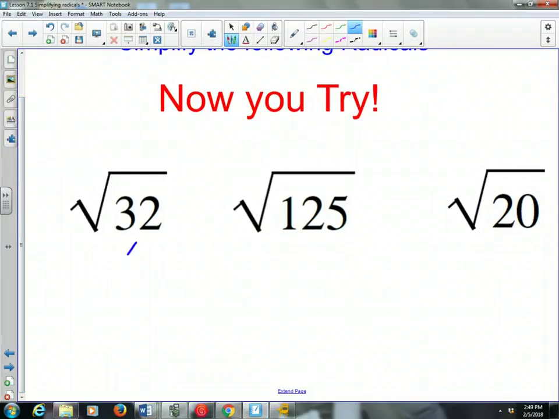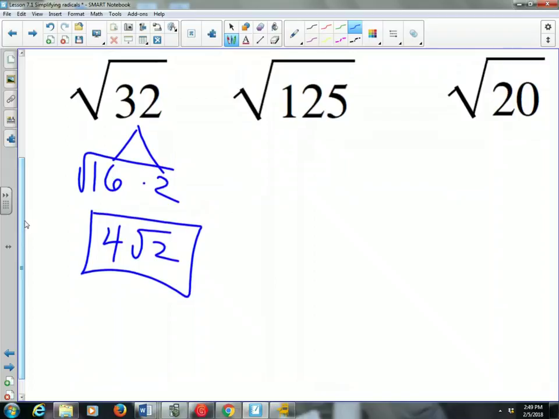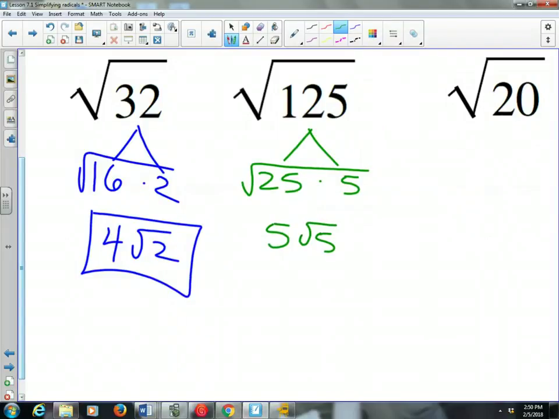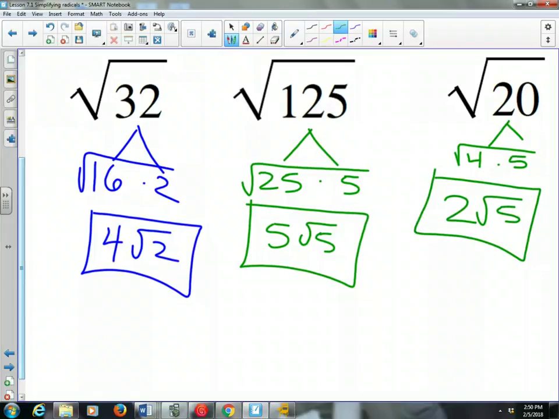Here we go. On root 32, you should have done 16 times 2, because the square root of 16 is 4. So it's 4 square root 2 is the right answer for this one. 125, hopefully you saw that 25 can go into 125. It's 25 times 5 is root 125. So then it is 5 square root 5. And then root 20, hopefully you broke that up into 4 times 5, because 4 is the perfect square. The square root of 4 is 2. So hopefully you did okay on those 3.